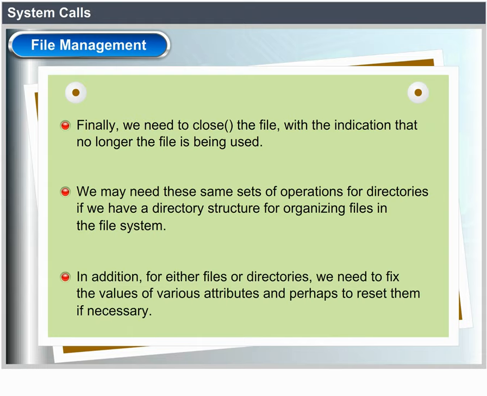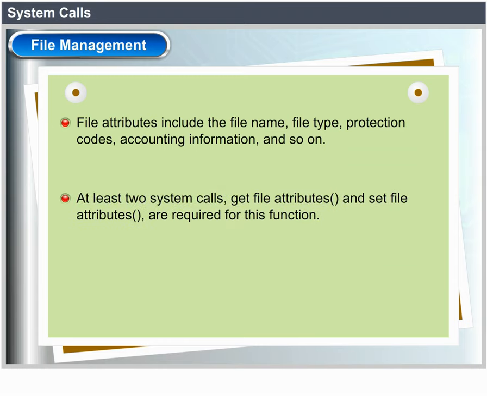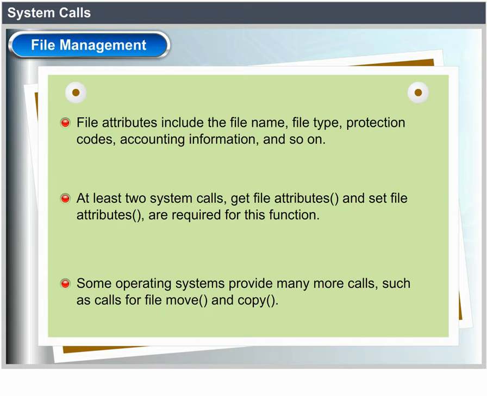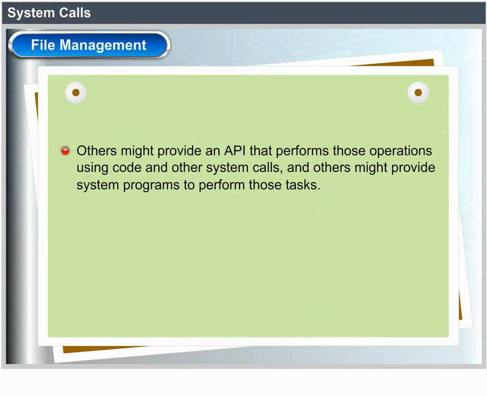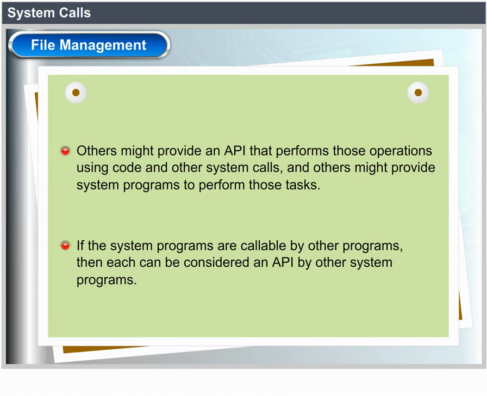File attributes include the file name, file type, protection codes, accounting information, and so on. At least two system calls, get_file_attributes() and set_file_attributes(), are required for this function. Some operating systems provide many more calls, such as calls for file move() and copy(). Others might provide an API that performs those operations using code and other system calls, and others might provide system programs to perform those tasks. If the system programs are callable by other programs, then each can be considered an API by other system programs.